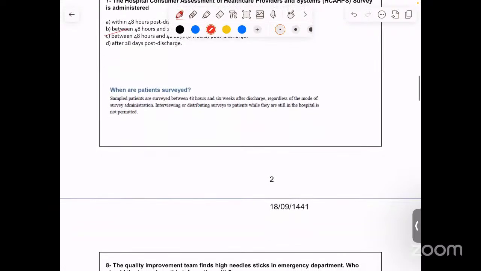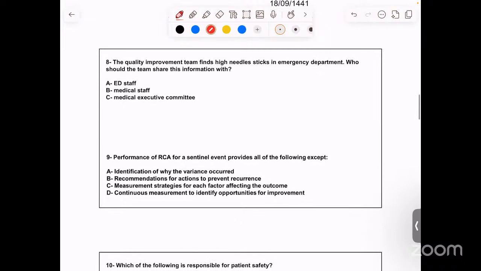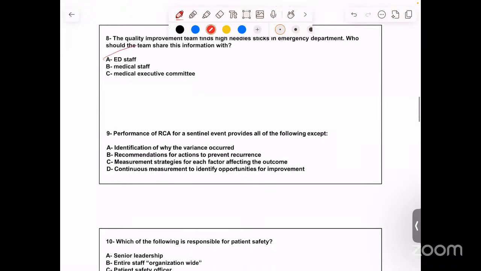Number 8. The quality improvement team finds high needle sticks in the emergency department. Who should the team share this information with? A, emergency department staff; B, medical staff; C, medical executive committee. So if needle stick injuries are increasing in the emergency department, who should receive the information first? Okay, first, share with the process owners, who are the emergency department staff. Okay, so this is the correct answer.